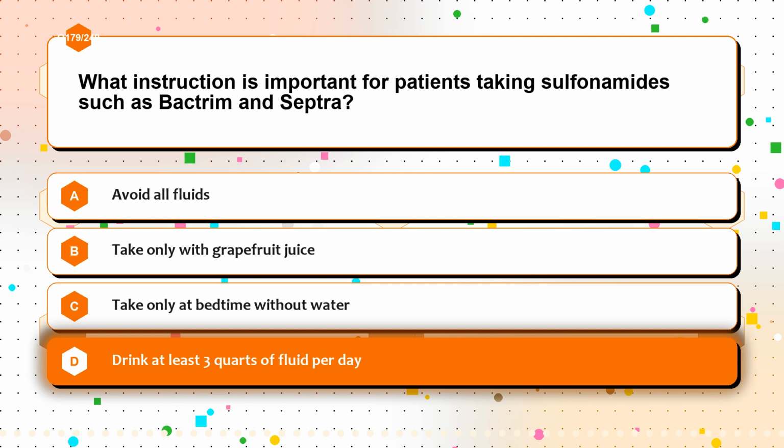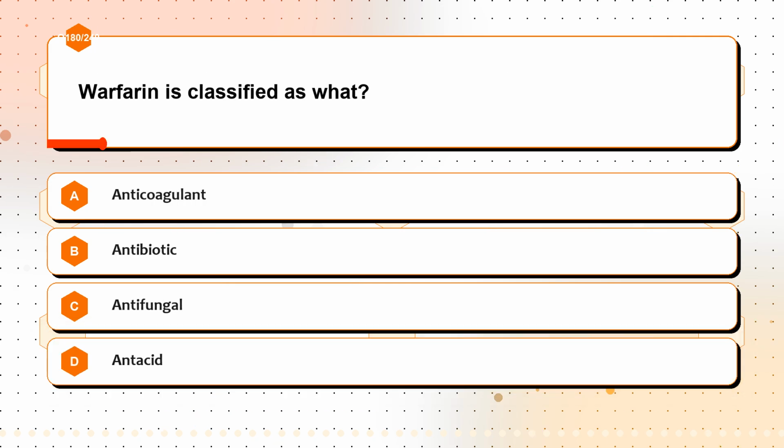The correct answer is option D. Drink at least 3 quarts of fluid per day. Question 180. Warfarin is classified as what? Here are the options. Option A. Anticoagulant. Option B. Antibiotic. Option C. Antifungal. Option D. Antacid.